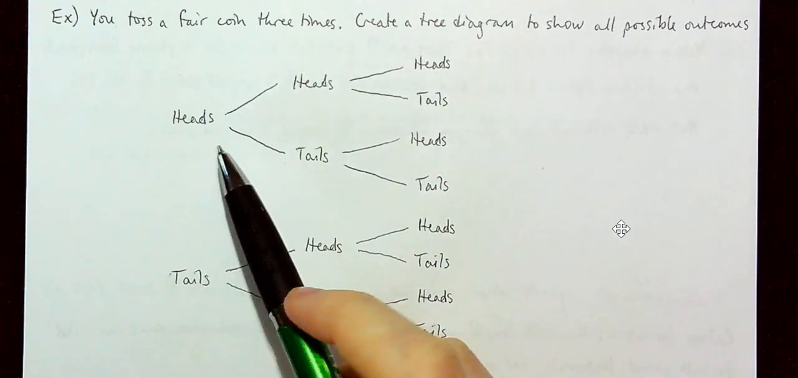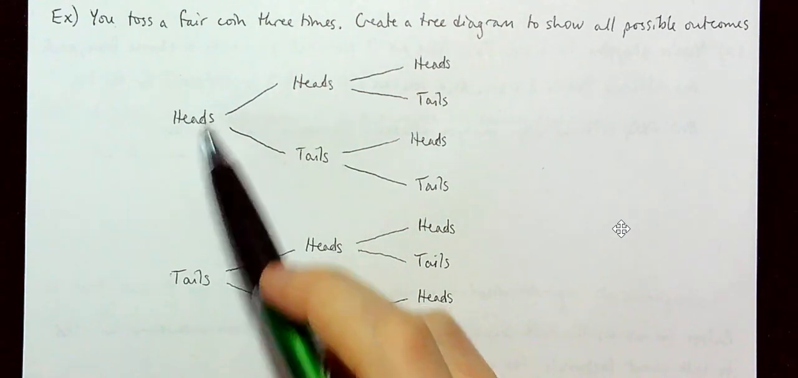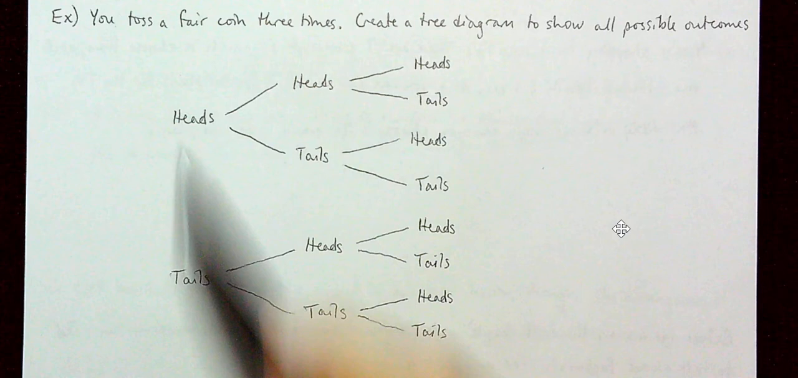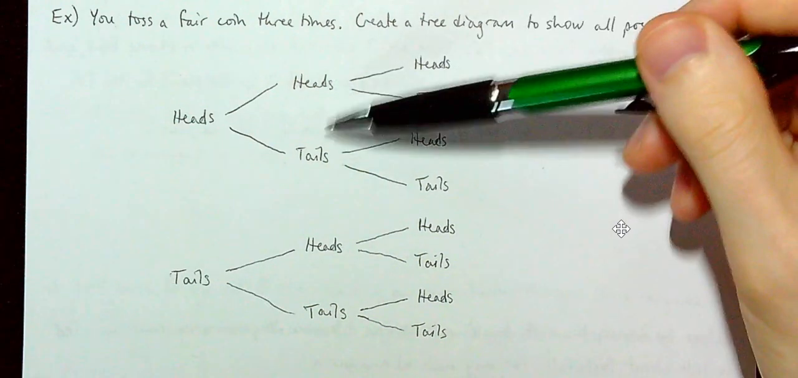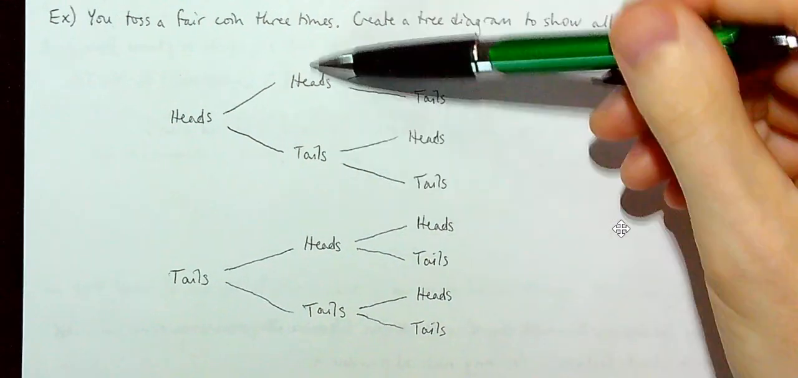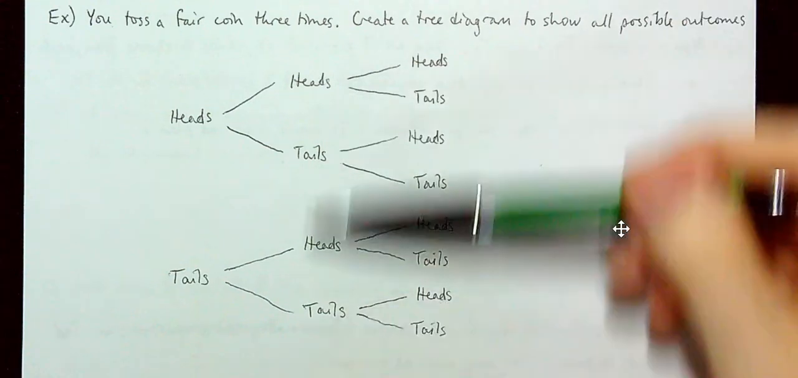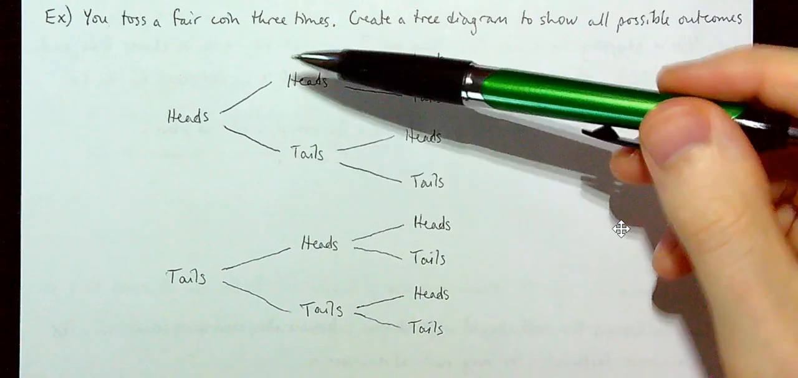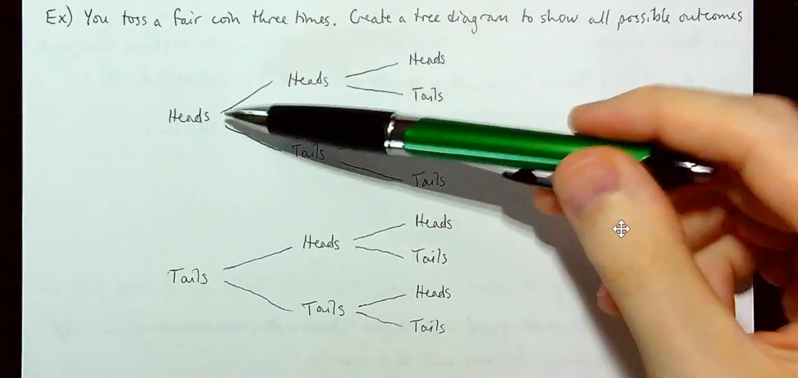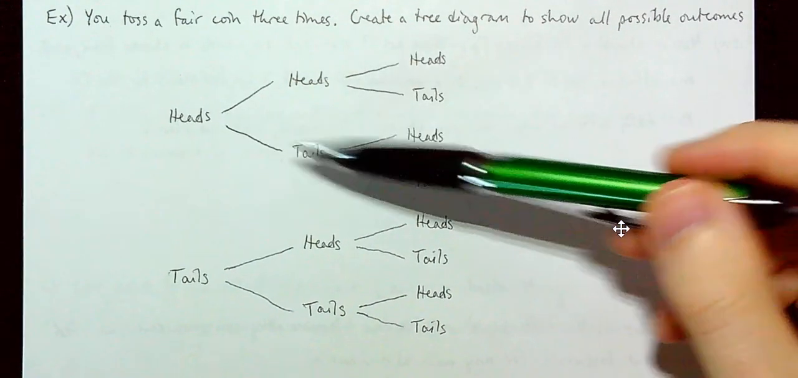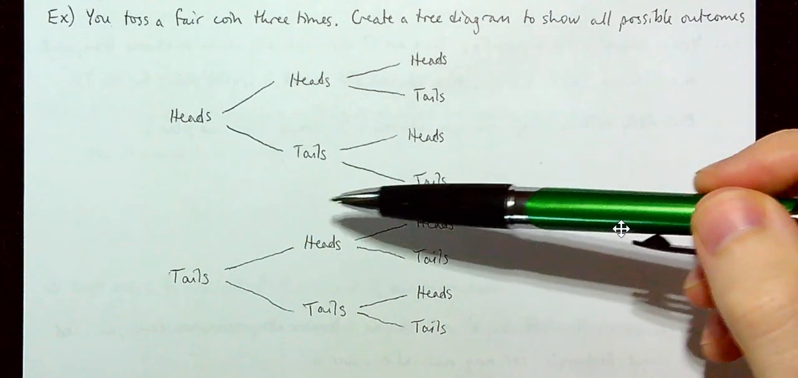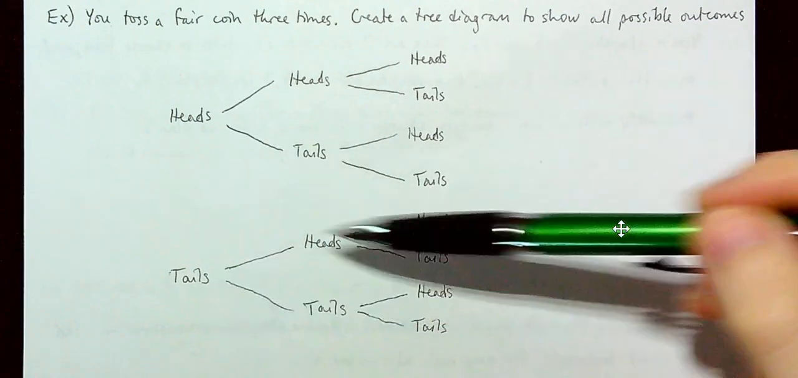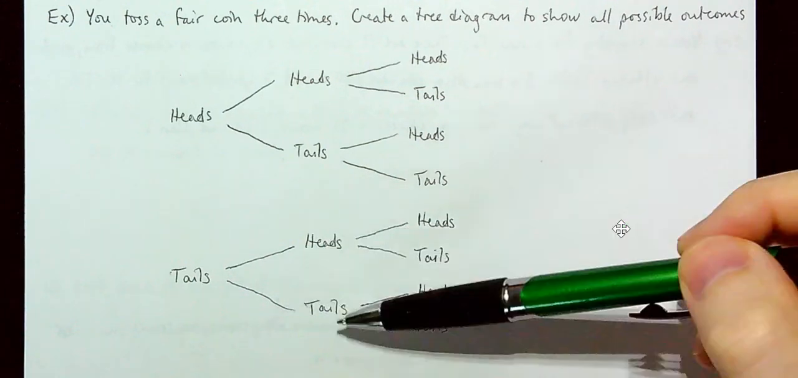We see this is our first flip. You can either get heads or tails. Now we go on to our second flip. That's the second column of heads or tails that we have here. So you can flip heads again after flipping a heads, or you can flip a tails after you flip a heads. And after flipping a tails, you could flip a heads, or you could flip one more tails.